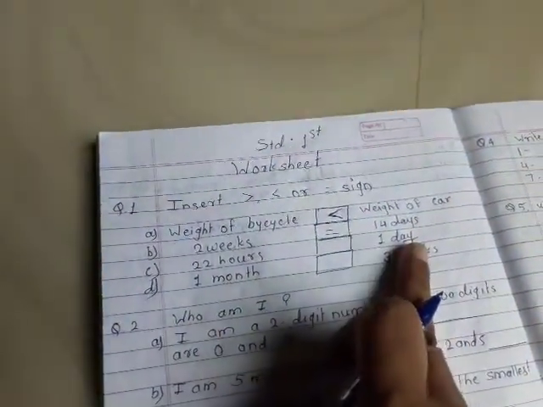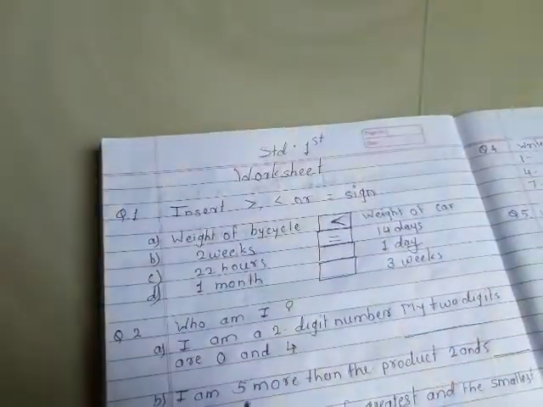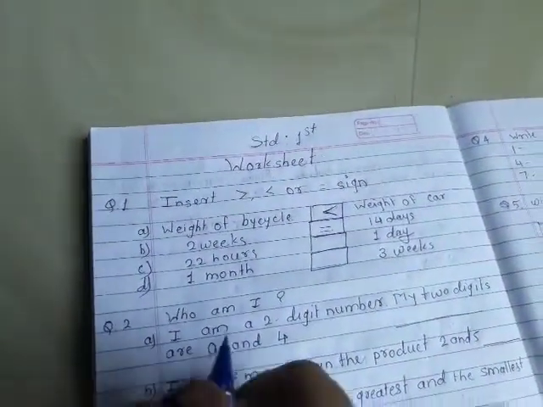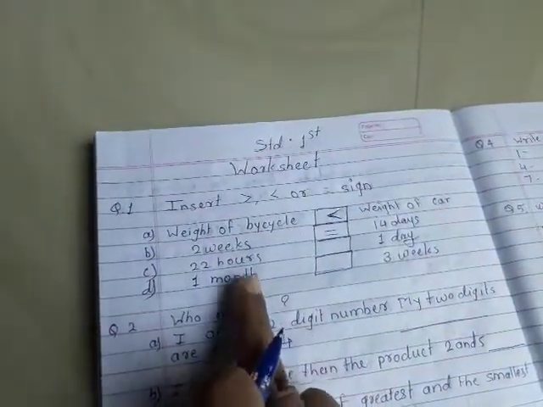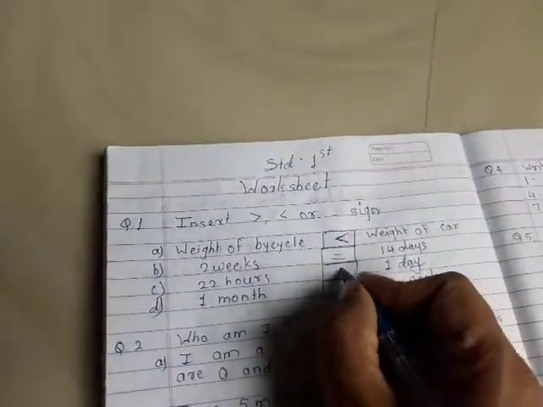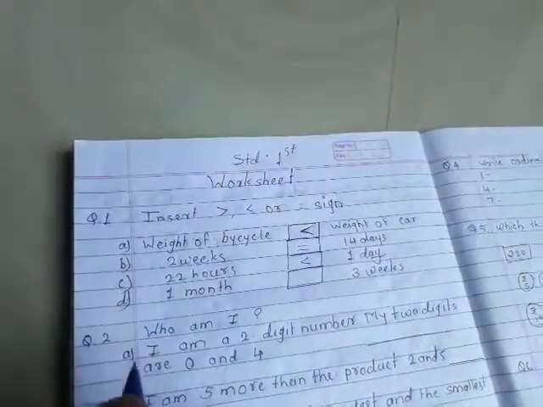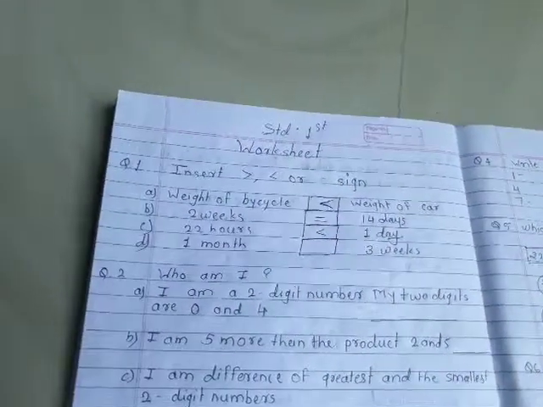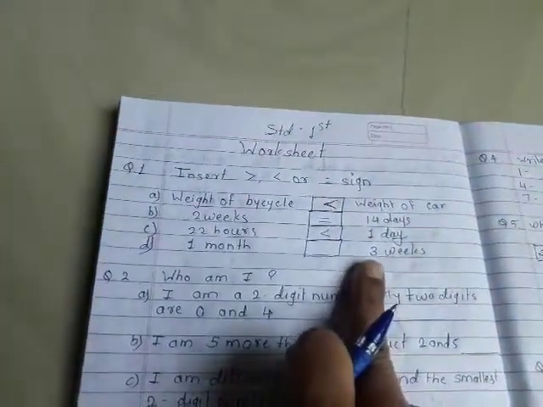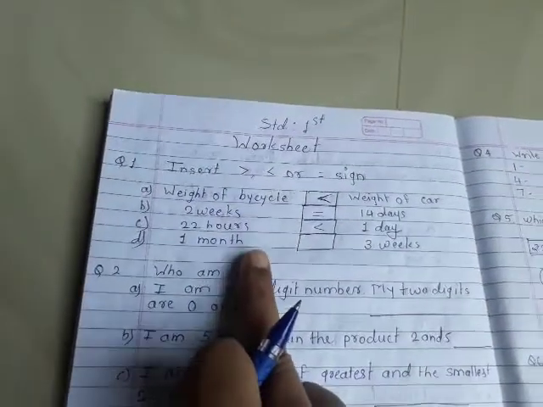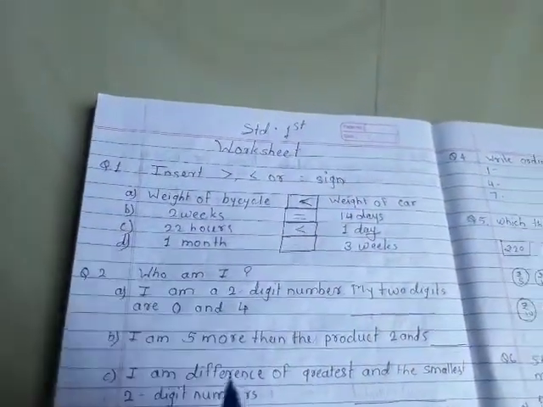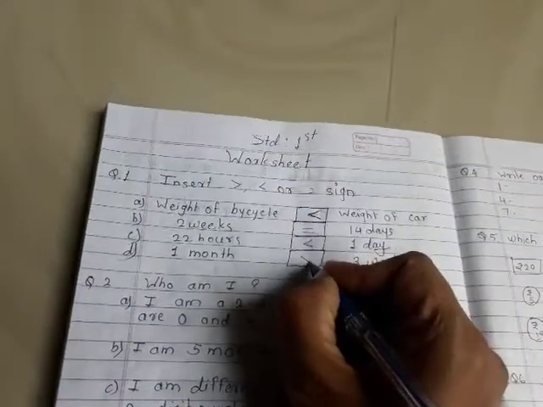22 hours, 1 day. 1 day has how many hours? 24 hours. So 22 hours is less than the 1 day. 1 month, 3 weeks. 1 week has how many days? Now we count, 7 days. 7 3s are 21. And 1 month how many days? 30 or 31. So 1 month is more than the 3 weeks.